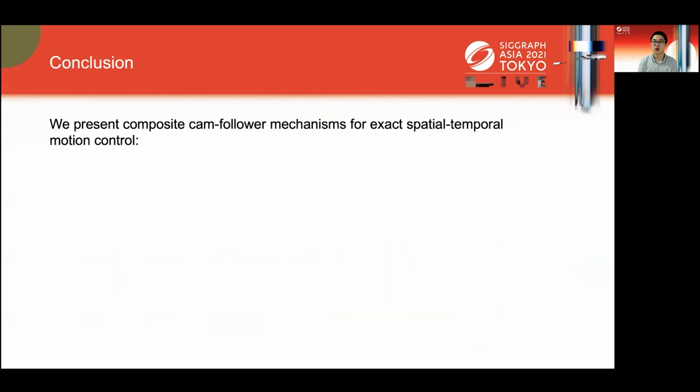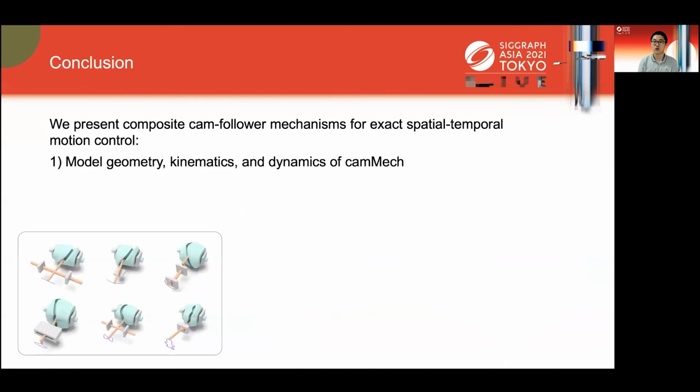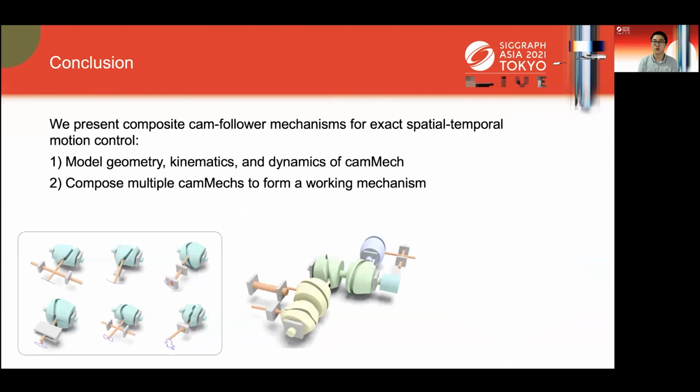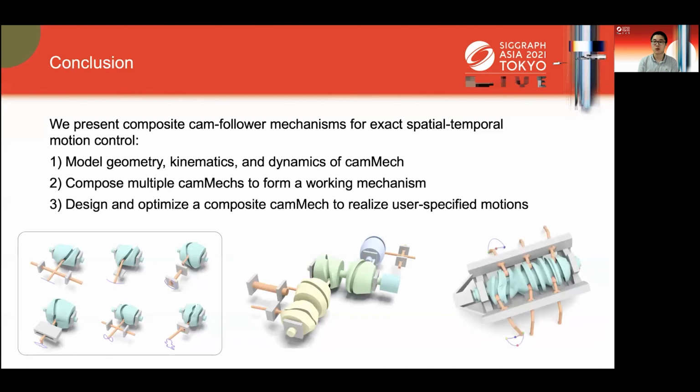In conclusion, we present composite cam follower mechanisms for exact spatial-temporal motion control. We model geometry, kinematics, and dynamics of CamMech. We compose multiple CamMechs to form a working mechanism. And we design and optimize a composite CamMech to realize user-specified motions.